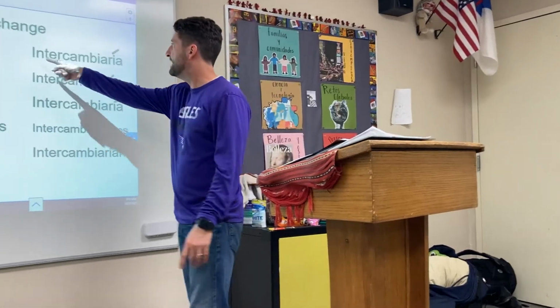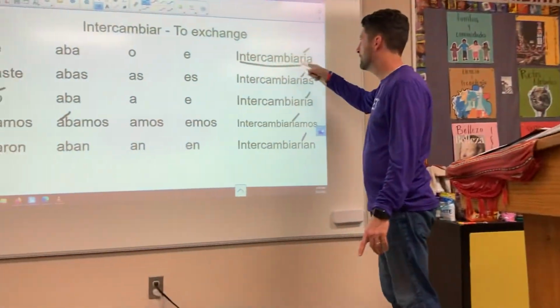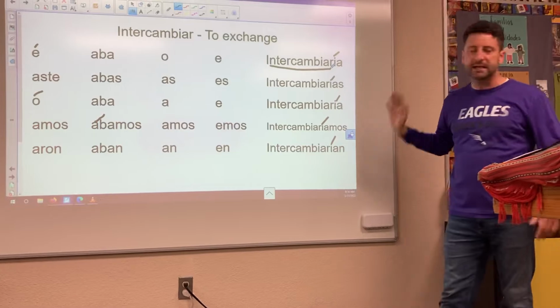Okay, one of the biggest things on this test is the conditional tense. Do you know how to form conditional tense? The key is don't drop the ending. Don't drop the ending. So we'll look at our verb of the day, intercambiar. Then add the ía, ías, ía, íamos, ían.